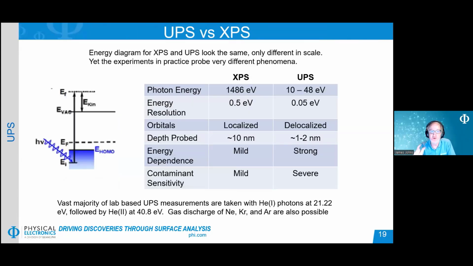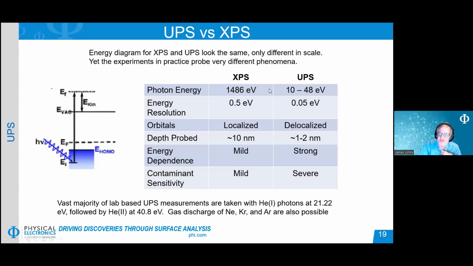But instead, we're going to focus on what the differences are between XPS and UPS. Right, this energy diagram where we have light in, photoelectron out, and we add some kinetic energy, and that kinetic energy tells us what the binding energy was. This diagram looks exactly the same for UPS and XPS. But there are some key differences.